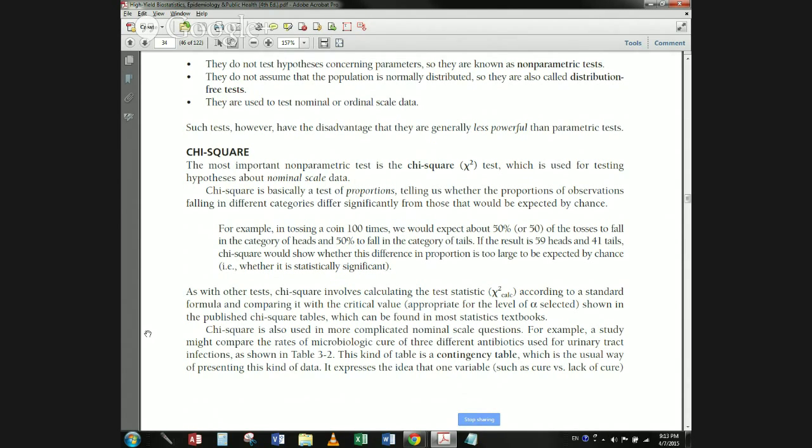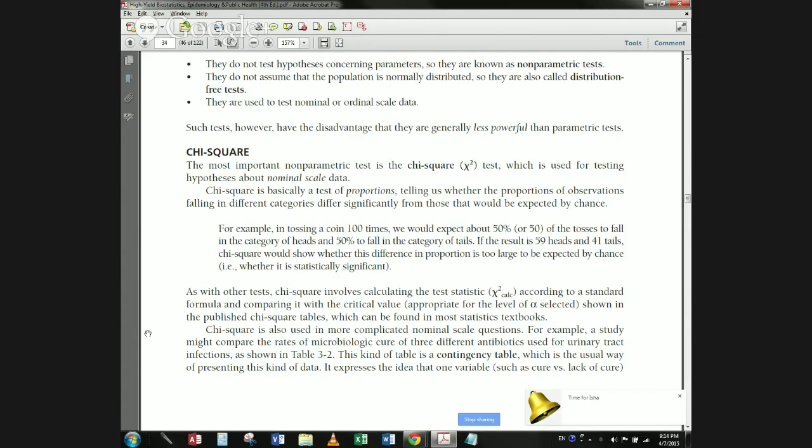Chi-square. The most important nonparametric test is the chi-square test, which is used for testing hypotheses about nominal scale data. Chi-square is basically a test of proportions, telling us whether the proportions of observations falling in different categories differ significantly from those that would be expected by chance. For example, in tossing a coin 100 times, we would expect about 50% or 50 of the tosses to fall in the category of heads and 50% to fall in the category of tails.